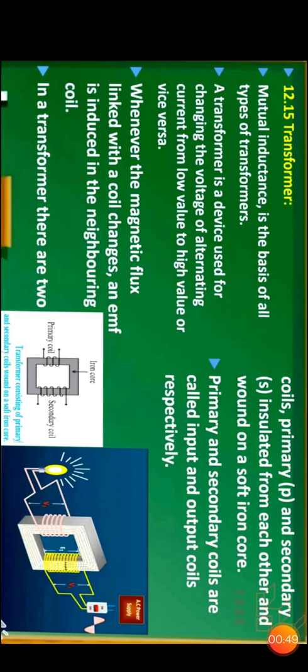In the transformer there are two coils, the primary and the secondary. They are insulated from each other and wound on a soft iron core. The primary and secondary coils are called the input and output coil respectively.